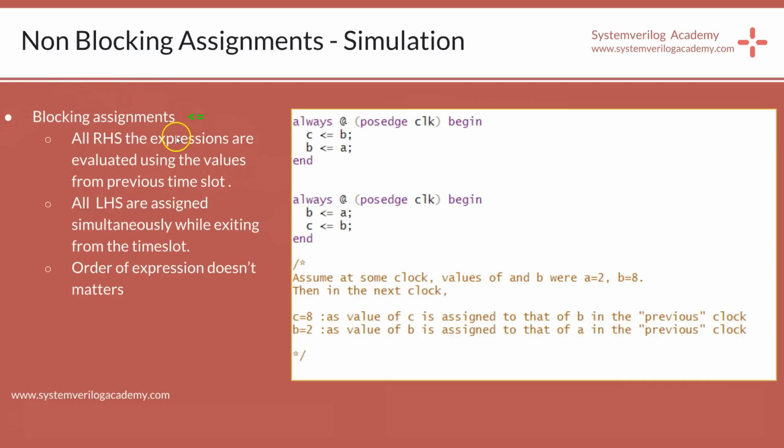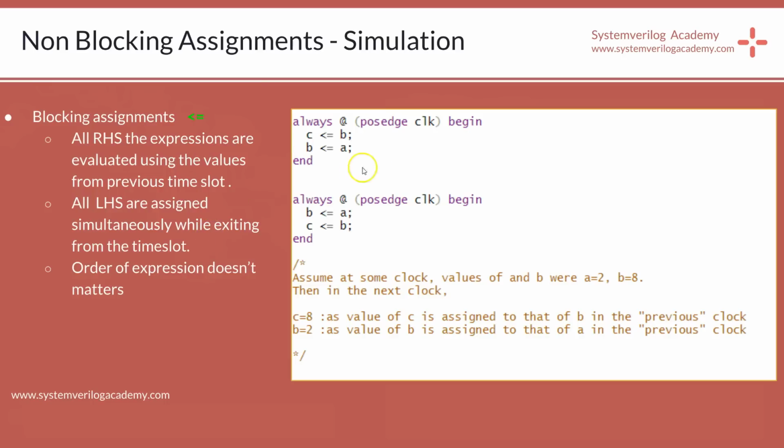Non-blocking assignment behavior in simulation. In case of non-blocking assignment, the right-hand side expressions of all statements are evaluated first using the values from the previous time slot. They are not assigned immediately, but the assignment happens simultaneously when that time slot is getting finished.